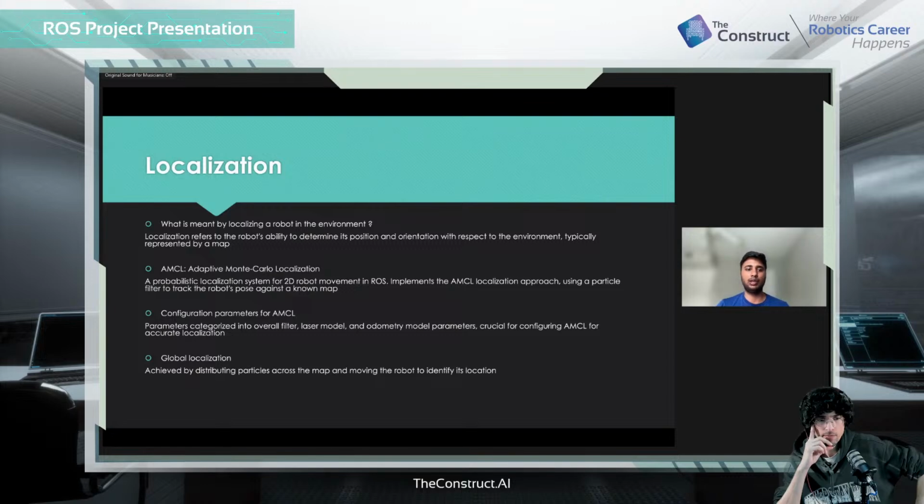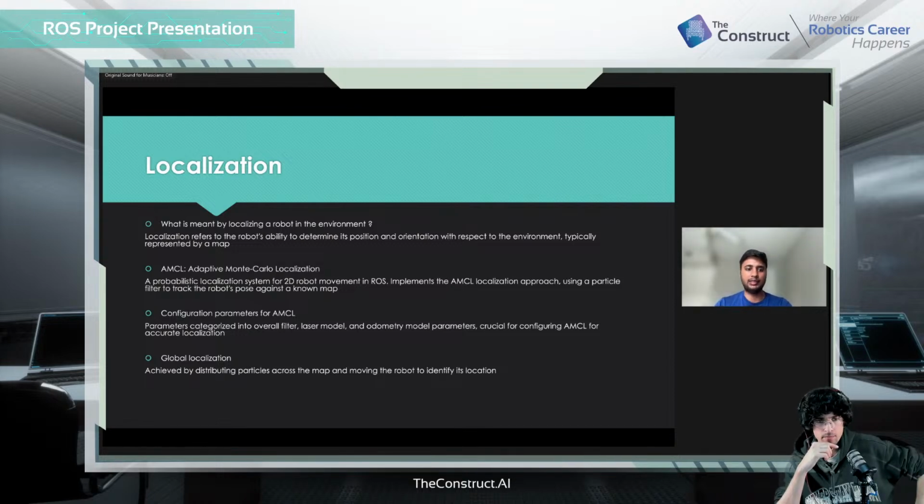What is meant by localizing a robot in an environment? Localization refers to the robot's ability to determine its position and orientation with respect to the environment, typically represented by a map. And how are we doing the localization? Over here, we are using AMCL, which is Adaptive Monte Carlo Localization. It is a probabilistic localization system for 2D robot movement in ROS. It implements the AMCL approach, using a particle filter to track the robot's pose against a known map, like the particle filters I showed in my live demo.